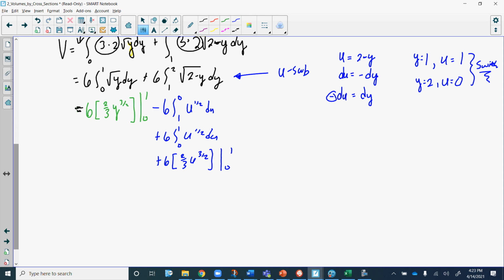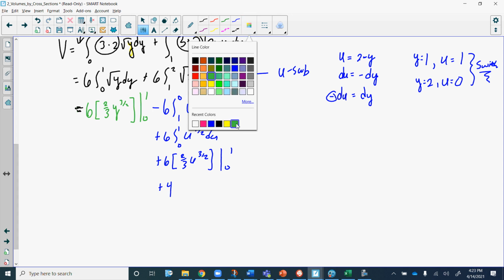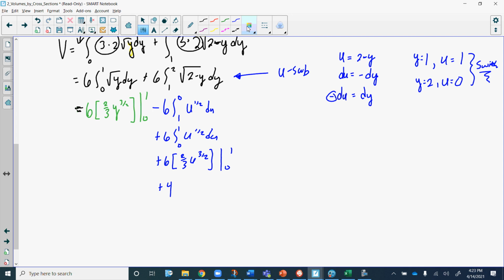So we say plus 6, antiderivative of u to the 1/2, that'll be 2/3 u to the 3/2 power, integrated from 0 to 1. So the 0 I'm not going to bother worrying about, and 1 to the 3/2 power is just 1, so 2/3 of 6 is going to be a positive 4. All right, so let's go back and finish the integration of the other part in green.